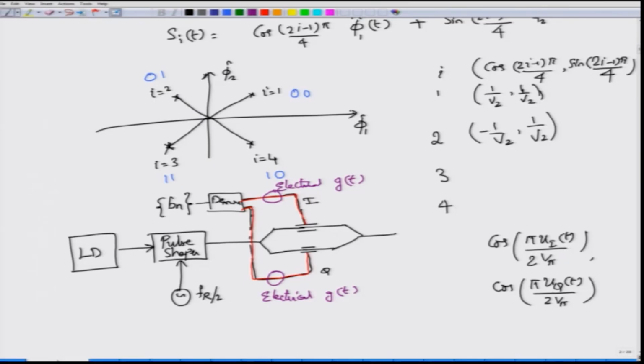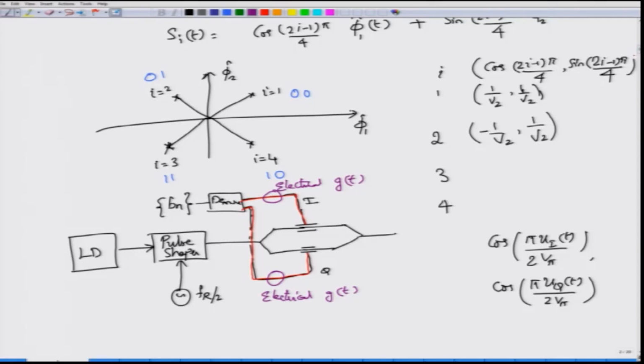In order to have this sine, you have to operate this Q modulator with an additional phase shift of 90 degrees, so that instead of cos it becomes sin(pi u_Q(t) / 2V_pi), and then put the biasing conditions in such a way that you get this term as pi by 4. Then you can go through the different values for I and Q and see that using the IQ modulator you will be able to implement the standard QPSK modulation.